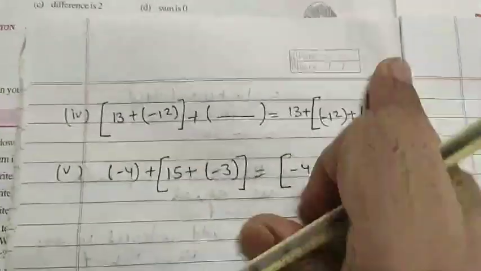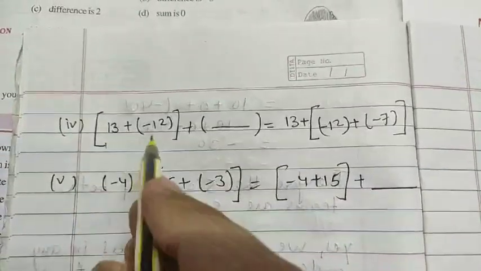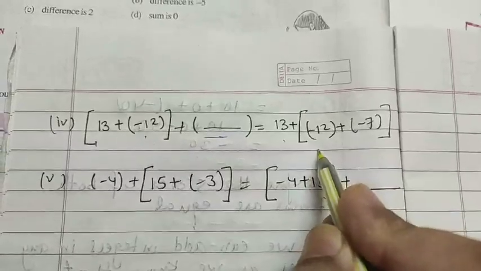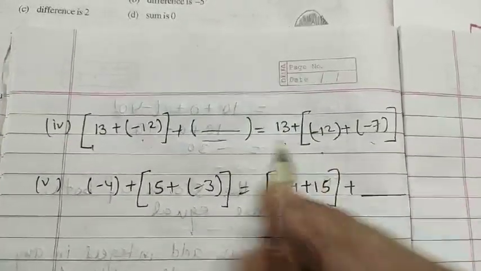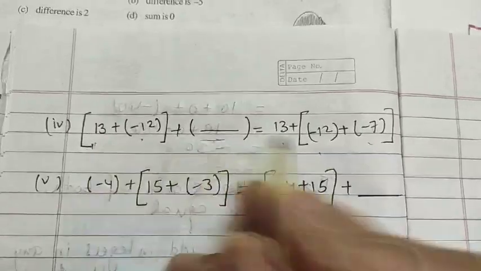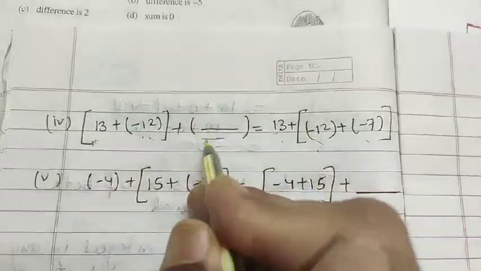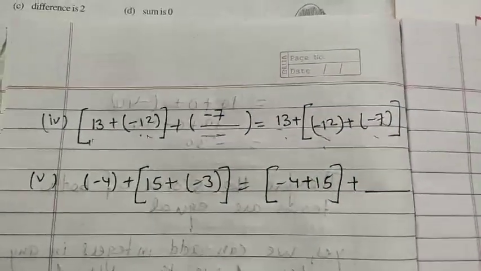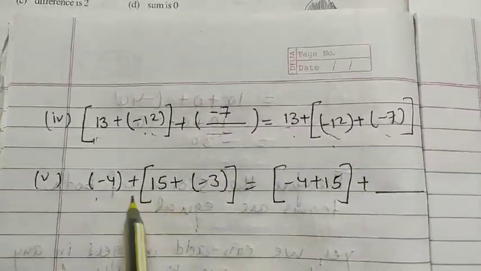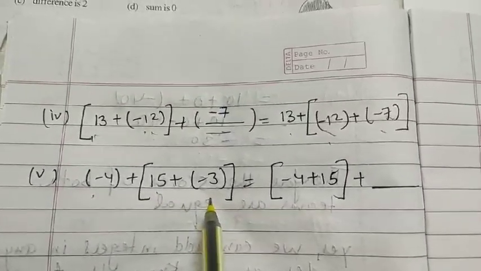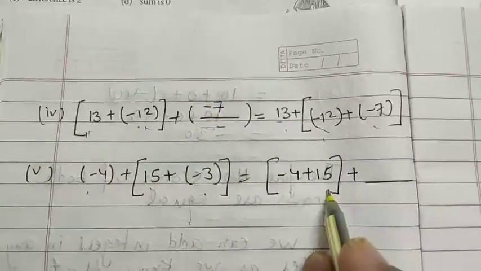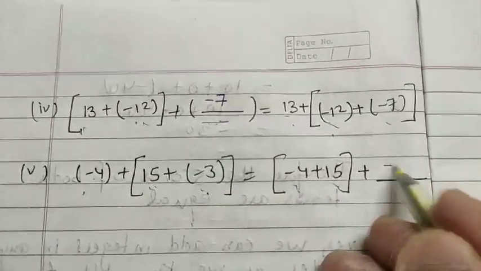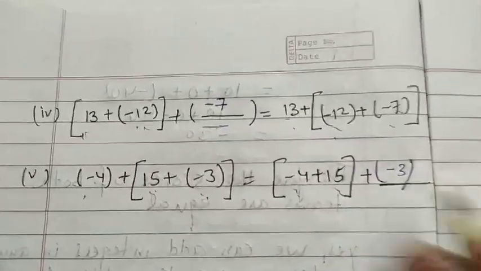Now you see the fourth part. 13 plus -12, and it is missing here. Here 13 plus -12 plus -7 means 3 integers are there. So what should we write here? Obviously 13 is here, 13 is here, -12 is here, -12 is here. So -7. Clear? So -4 plus 15 plus -3. So here what do we have? -4 plus 15. So -4, 15, 15. What is not here? -3. Bracket. We'll use bracket. Clear?